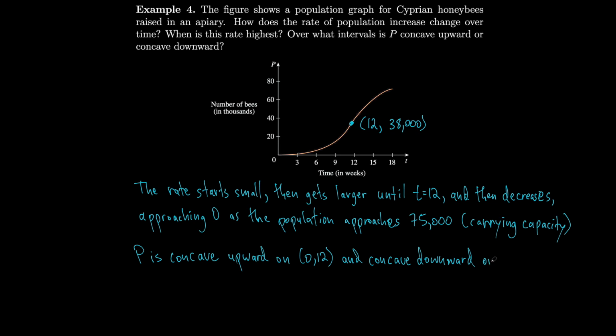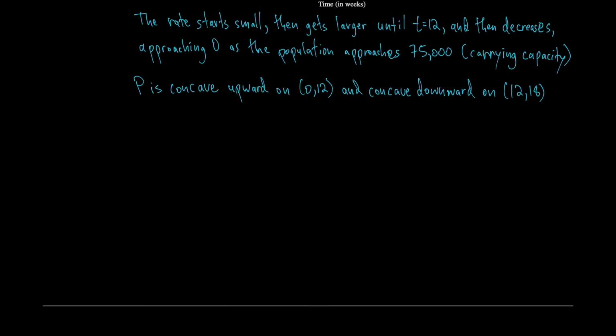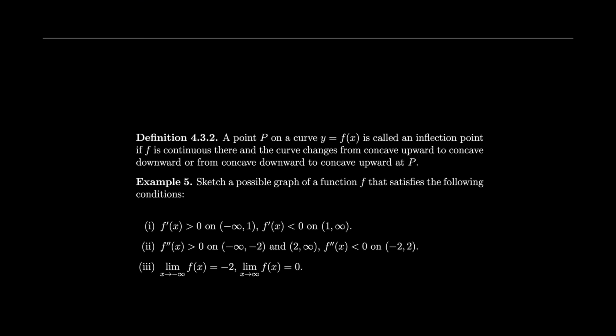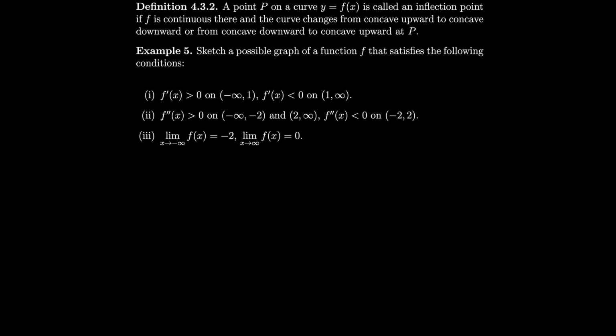Concave downward on 12 to 18. We called this point where the concavity switches from concave up to concave down, or concave down to concave up, a point of inflection. That's our next definition. A point P on a curve y equals f of x is called an inflection point if f is continuous there and the curve changes from concave upward to concave downward, or from concave downward to concave upward at that point.